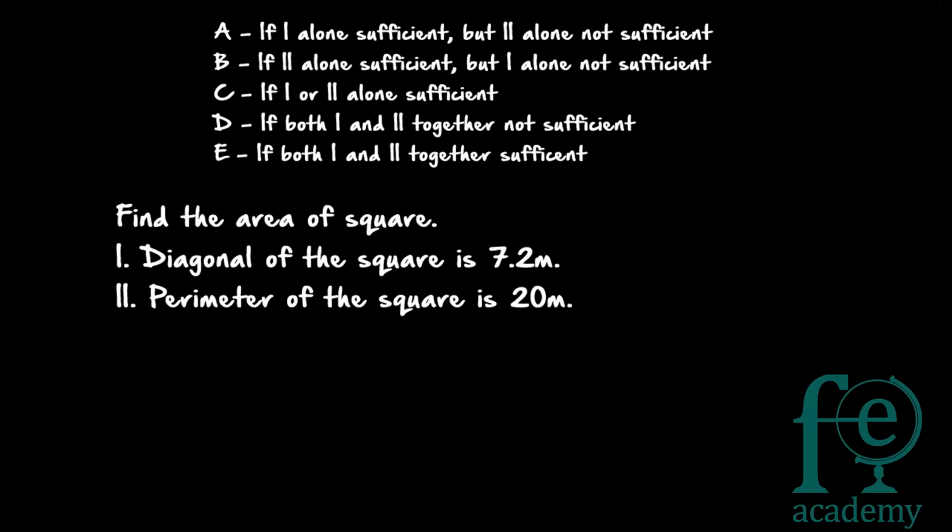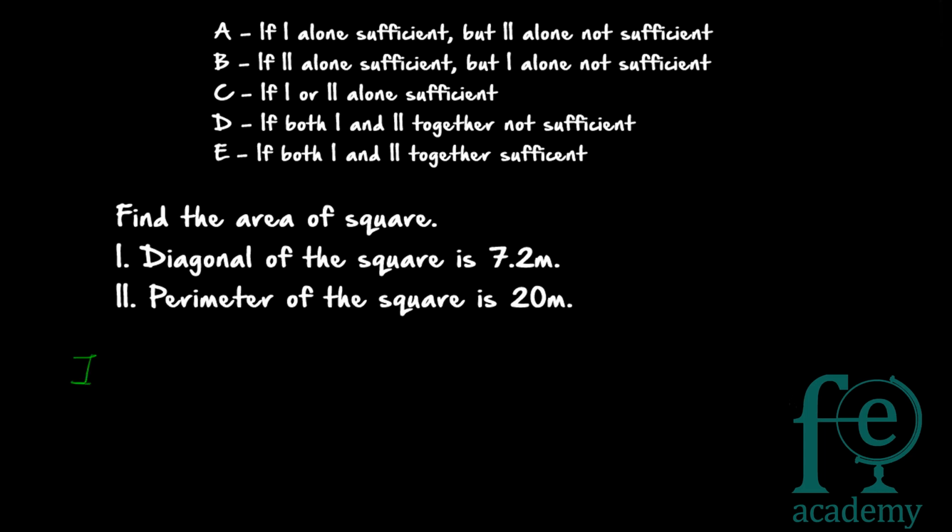So today again we are having another data sufficiency problem. So let's see the question. Find the area of square. The first statement given is diagonal of the square is 7.2 meter and the second statement given is perimeter of the square is 20 meter. So let's analyze.